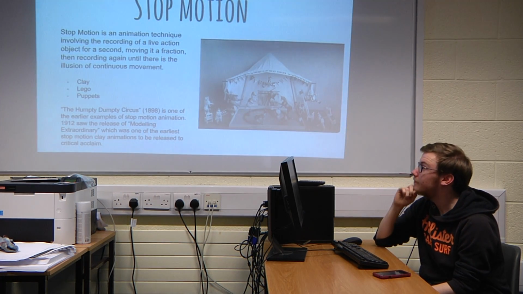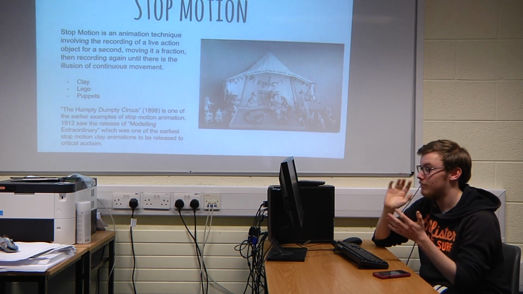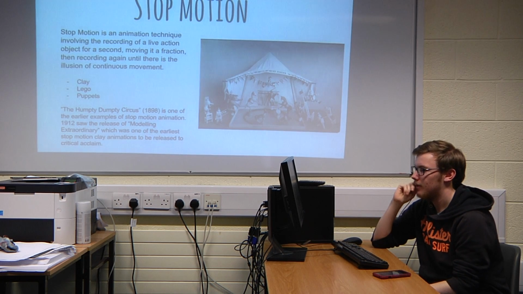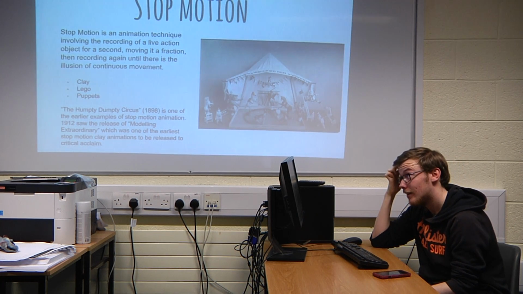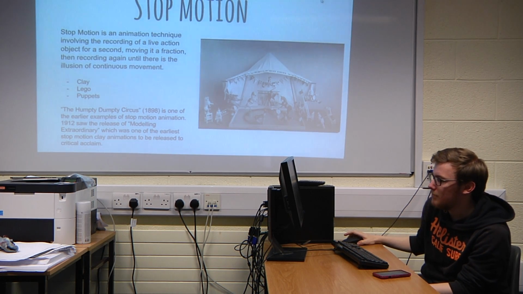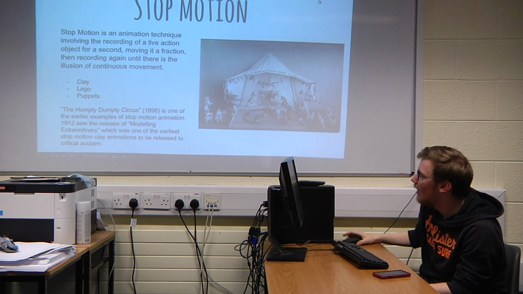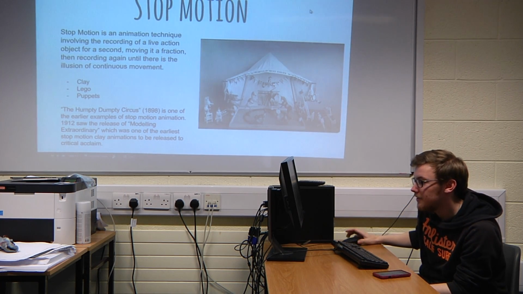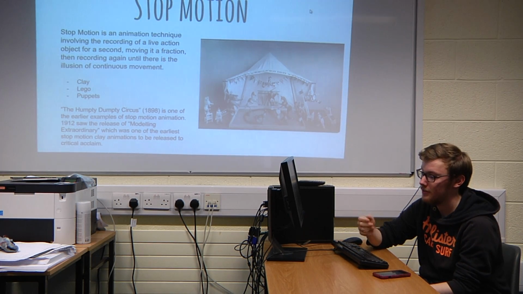And the next style of animation is stop motion, and it's an animation technique where you record stills and manipulate them to give the illusion of movement. You do it in different ways with clay, Lego, puppets, anything really. And the Humpty Dumpty Circus is one of the earlier examples of stop motion. You can't really find it anymore, so I only got this picture. 1912 saw the release of Modeling Extraordinary, which was one of the earliest stop motion clay animations to be released to critical acclaim.